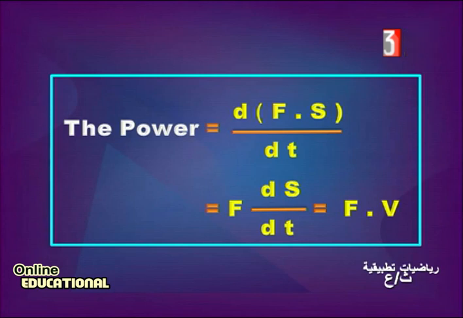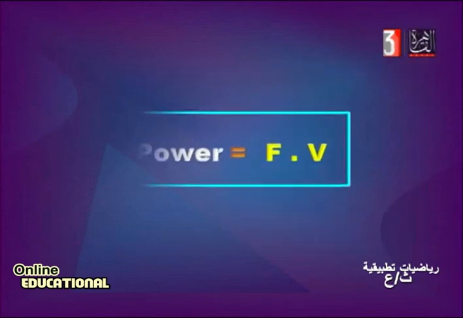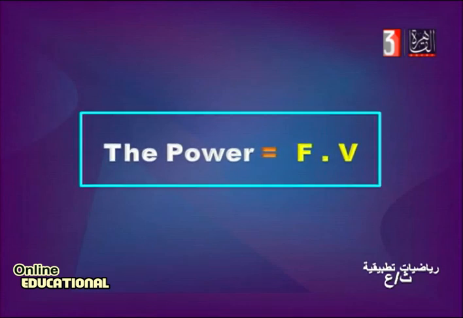What is the derivative of S with respect to t? The derivative of the displacement with respect to time is the velocity. Then we can write the rule of the power as the power equals the force F multiply the velocity V.